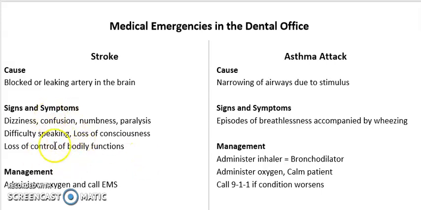So all of these things can happen, and the patient can actually lose consciousness. We have to administer oxygen, and we have to call the EMS services. Sometimes it will be relieved afterwards. Sometimes it will take longer.